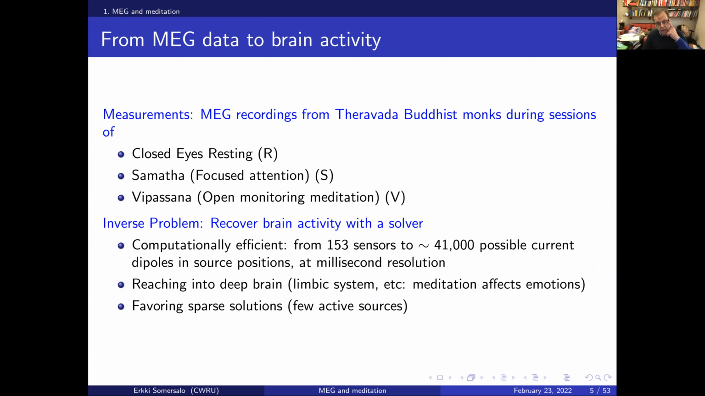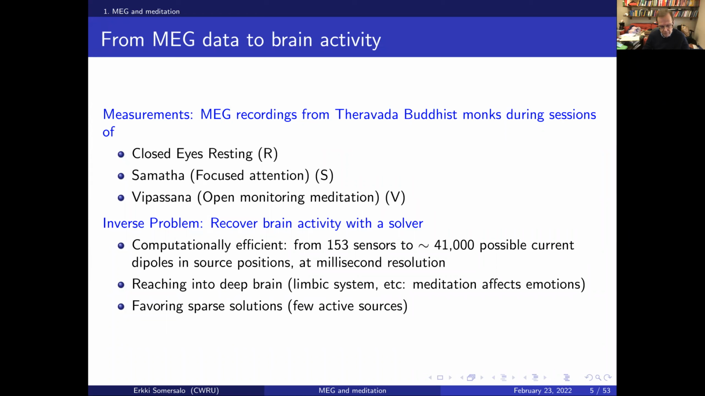And so we had the opportunity to have access to MEG recordings, magnetoencephalography recordings, of 12 Theravada Buddhist monks during sessions. They were doing 15 minutes of eyes closed, samatha, which is a focused attention meditation, and then vipassana, which is the open monitoring meditation. And so the question now is, can we see where the changes in the brain activity take place when they are switching from one state to another?